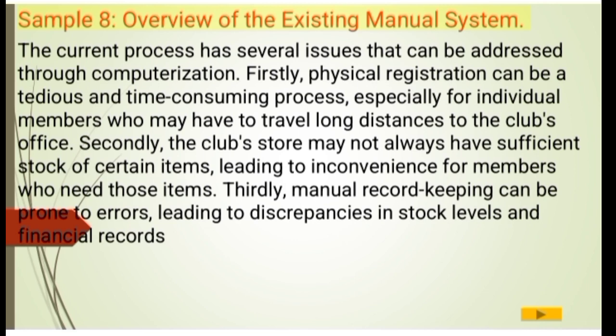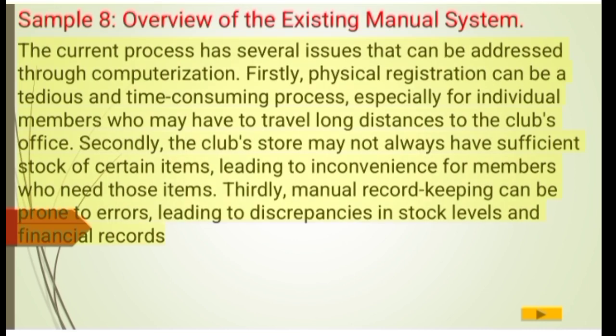Sample 8. Overview of the existing manual system. The current process has several issues that can be addressed through computerization. Firstly, physical registration can be a tedious and time-consuming process, especially for individual members who may have to travel long distances to the club's office. Secondly, the club's store may not always have sufficient stock of certain items, leading to inconvenience for members who need those items. Thirdly, manual record keeping can be prone to errors, leading to discrepancies in stock levels and financial records.